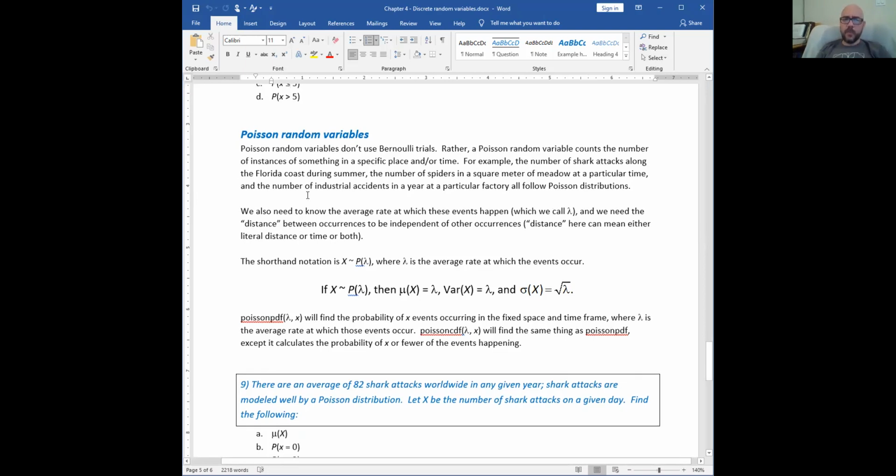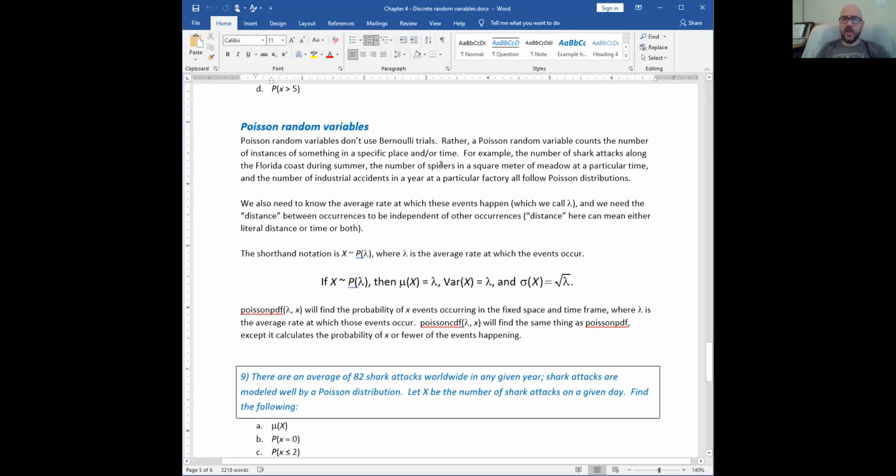So Poisson random variables do not use Bernoulli trials. Poisson random variables count the number of successes, or the number of instances of something occurring, in a fixed time and/or space. And yes, I understand that that's very, very vague. In general, there is a clear way, but we'll talk about it later. But there isn't a clear definition just from looking at a problem of when you should use Poisson random variables.